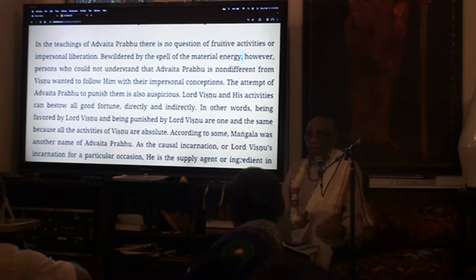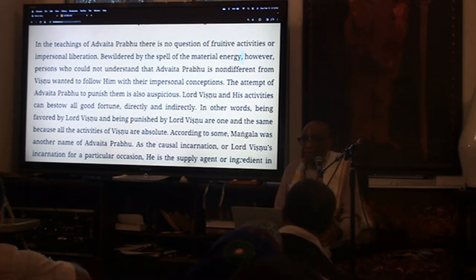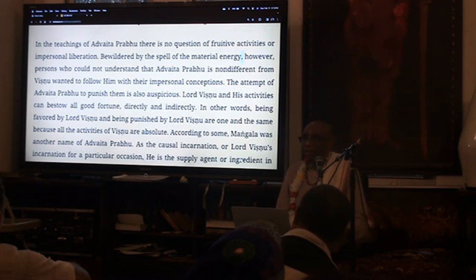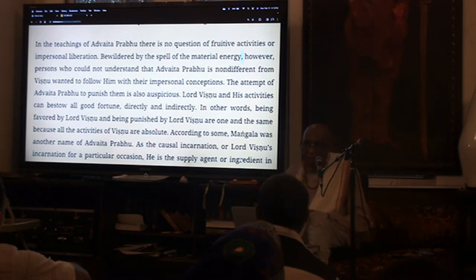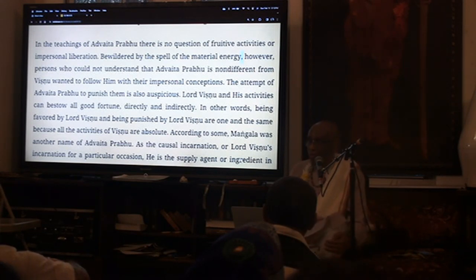In the teachings of Advaita Prabhu, there is no question of fruitive activities or impersonal liberation. Again, that's why it's auspicious to know who Advaita Acharya is. To hear anything about him is auspicious. Bewildered by the spell of the material energy, however, persons who could not understand that Advaita Prabhu is non-different from Vishnu wanted to follow him with their impersonal conceptions.